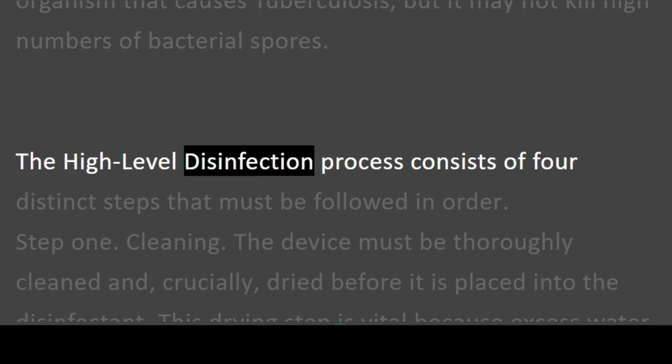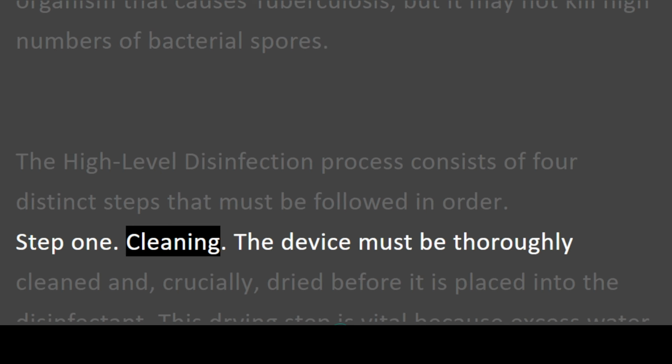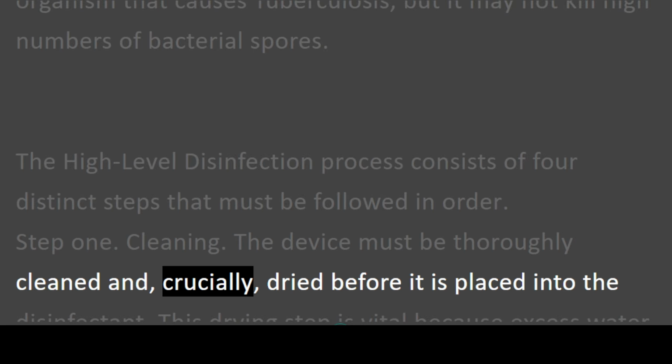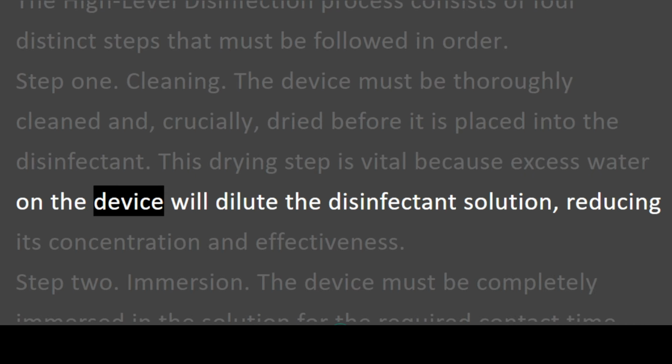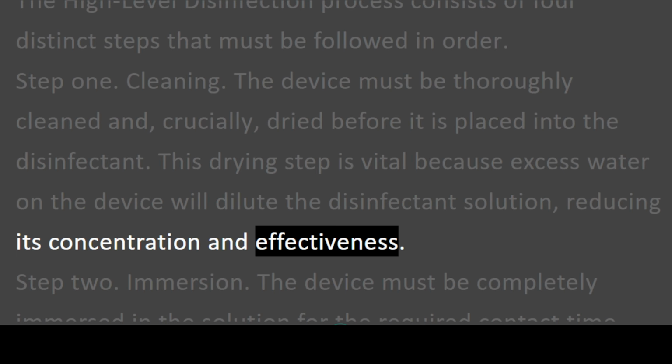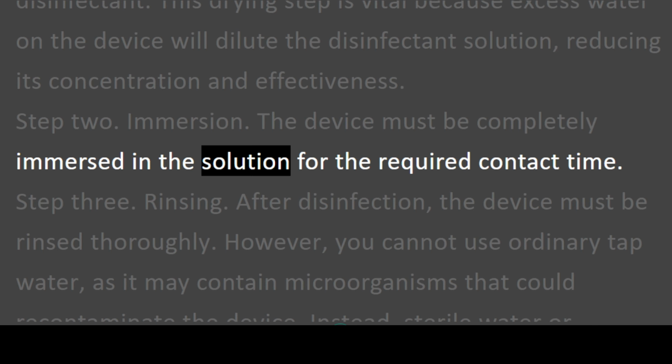The high-level disinfection process consists of 4 distinct steps that must be followed in order. Step 1. Cleaning. The device must be thoroughly cleaned and, crucially, dried before it is placed into the disinfectant. This drying step is vital because excess water on the device will dilute the disinfectant solution, reducing its concentration and effectiveness. Step 2. Immersion. The device must be completely immersed in the solution for the required contact time.